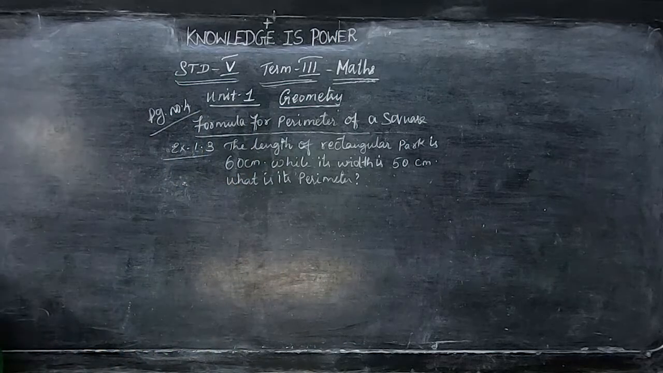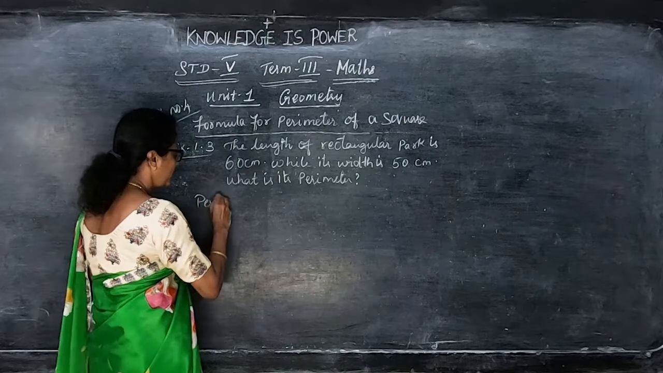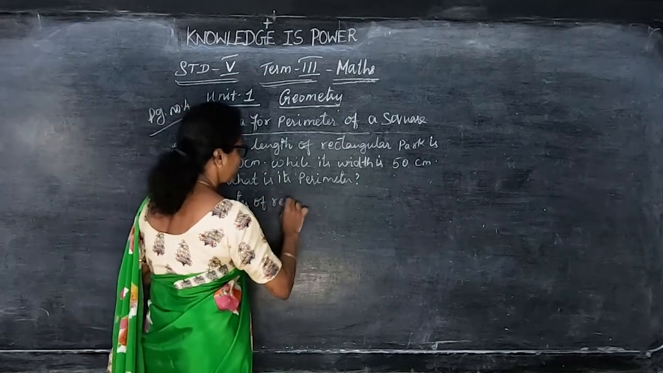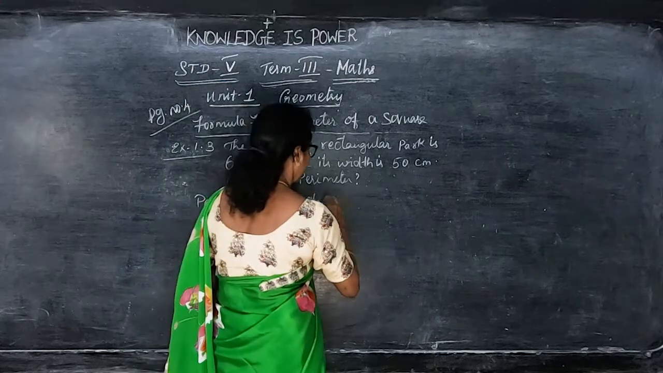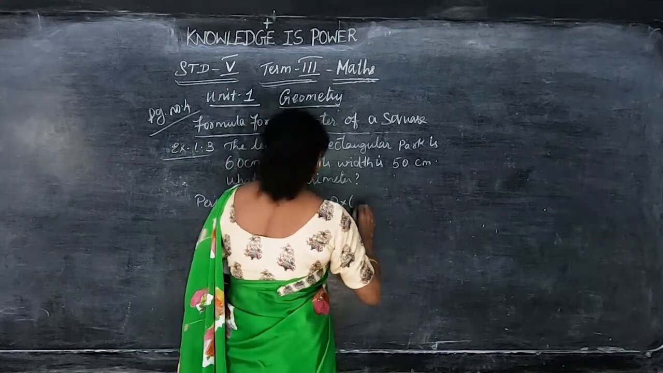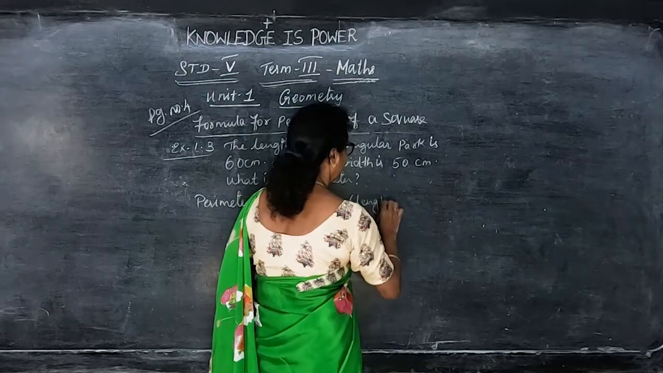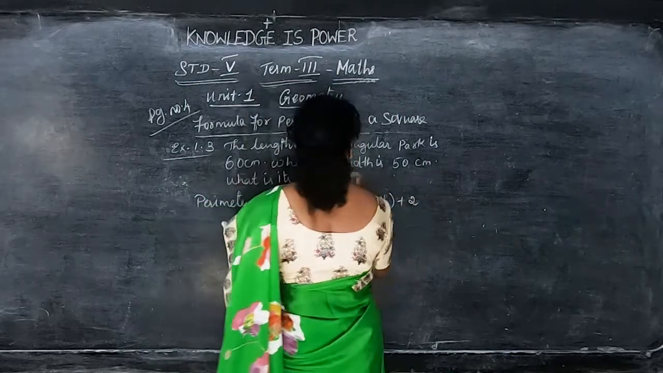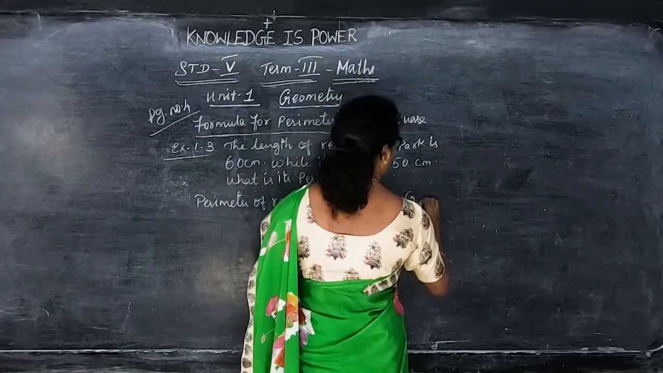Okay, so what's the formula? Perimeter of the rectangle. You have to write the formula for each and every sum, then it will be memorized easily. So what is the perimeter of the rectangle? That is equal to 2 into length plus 2 into breadth.